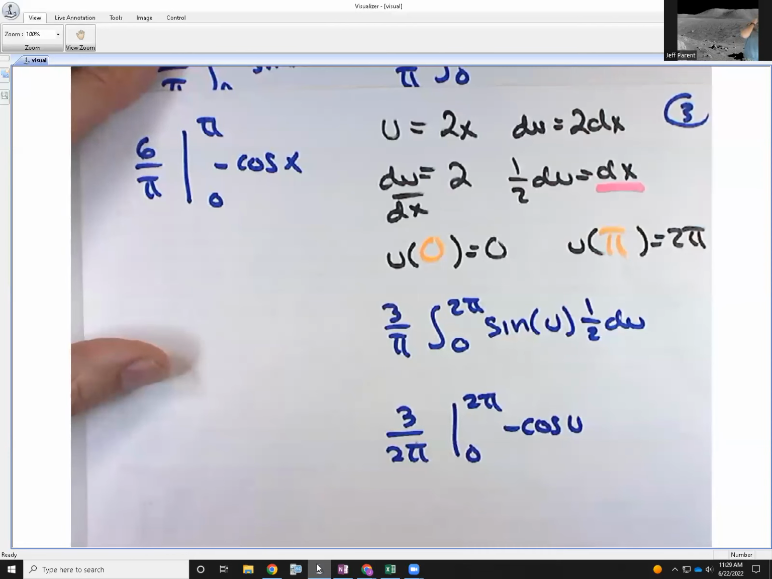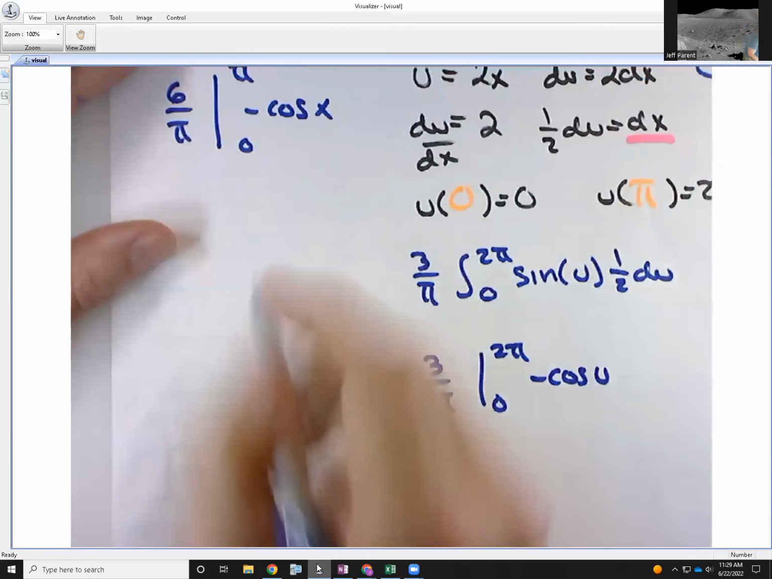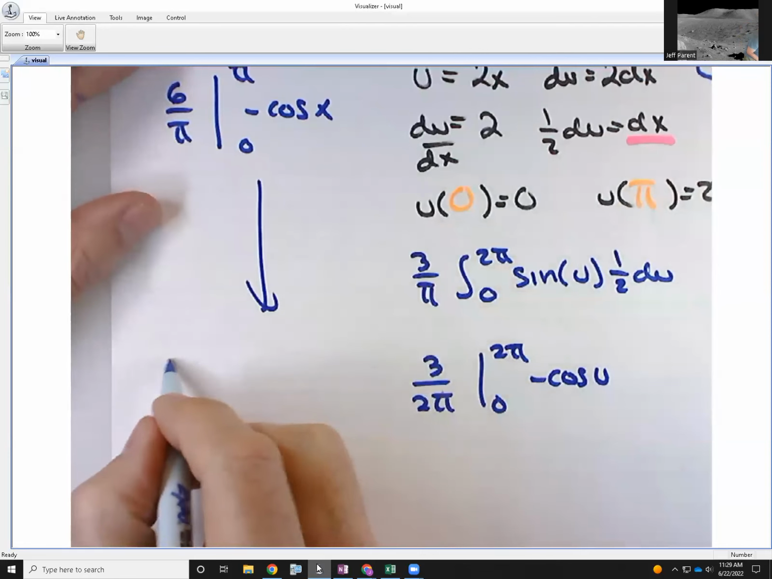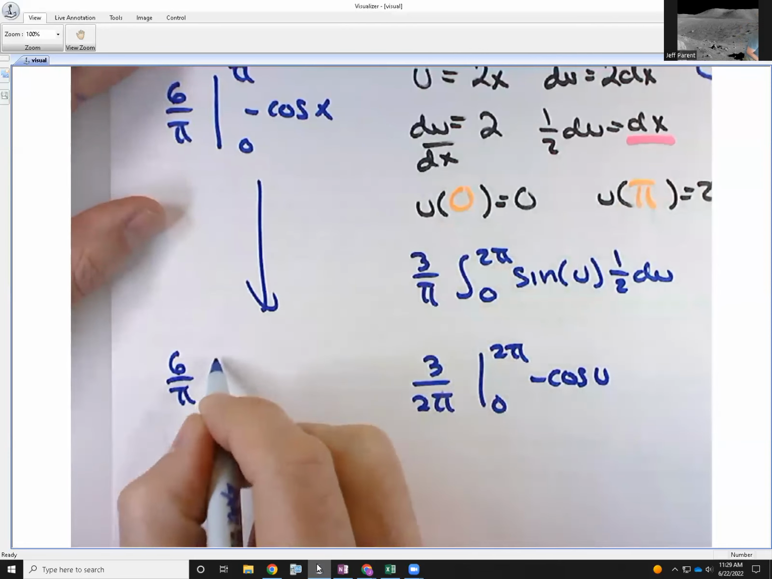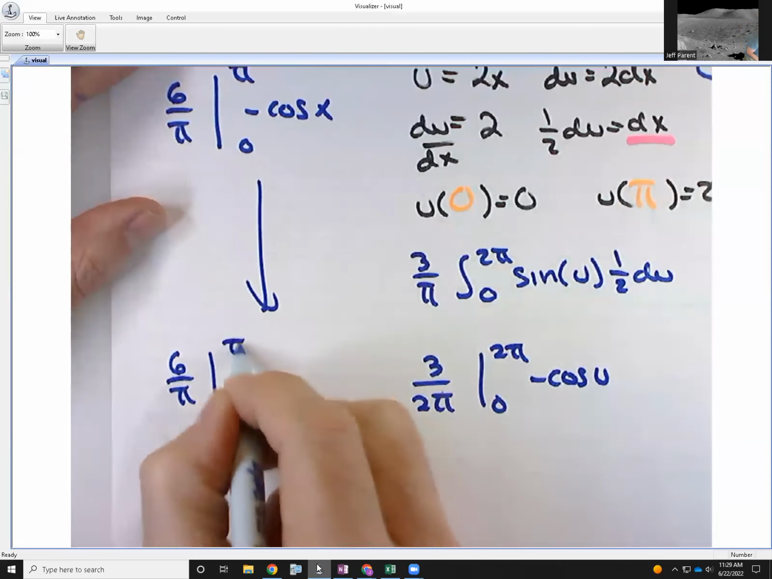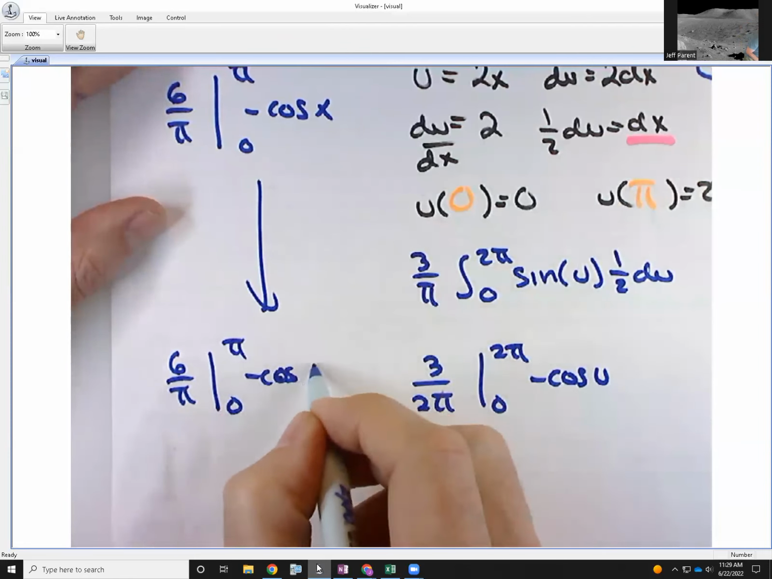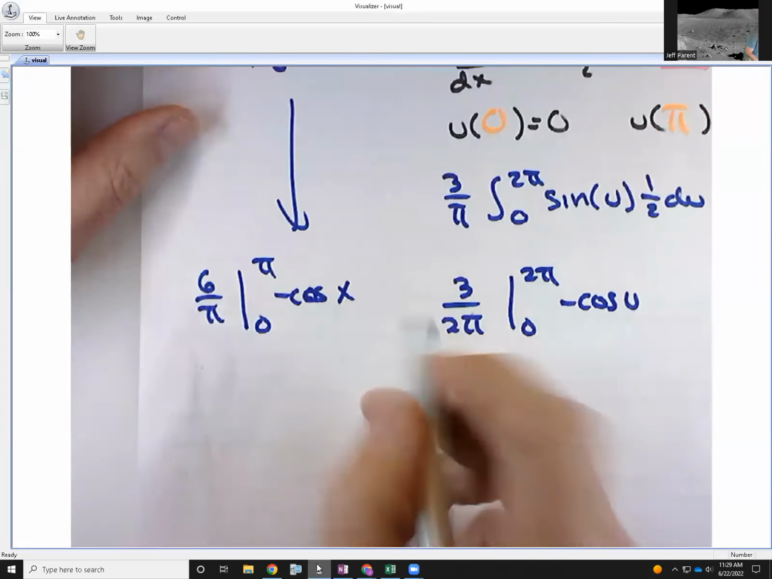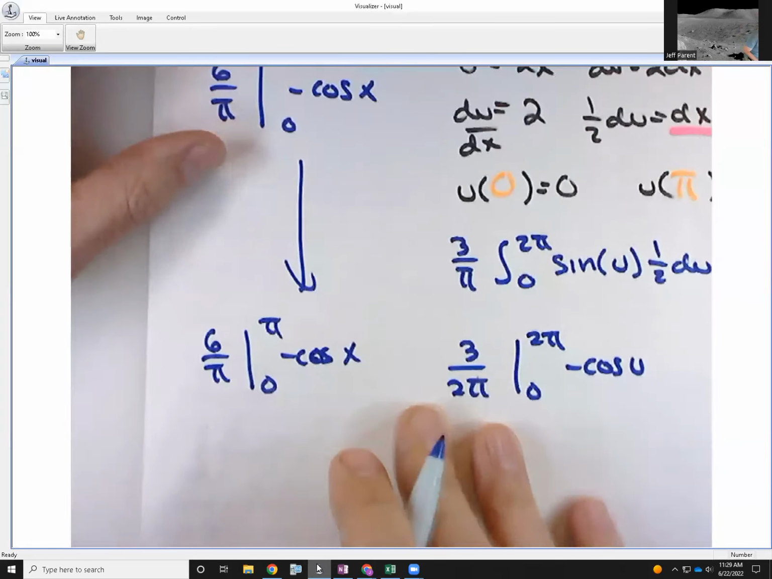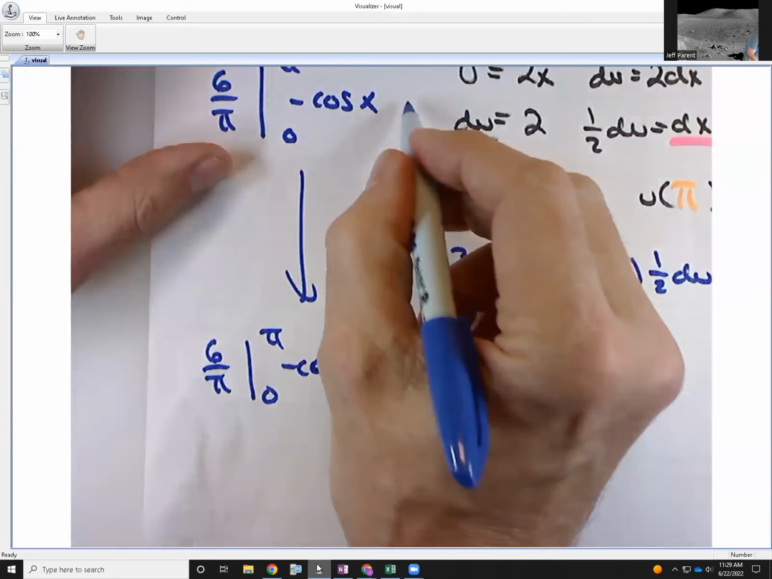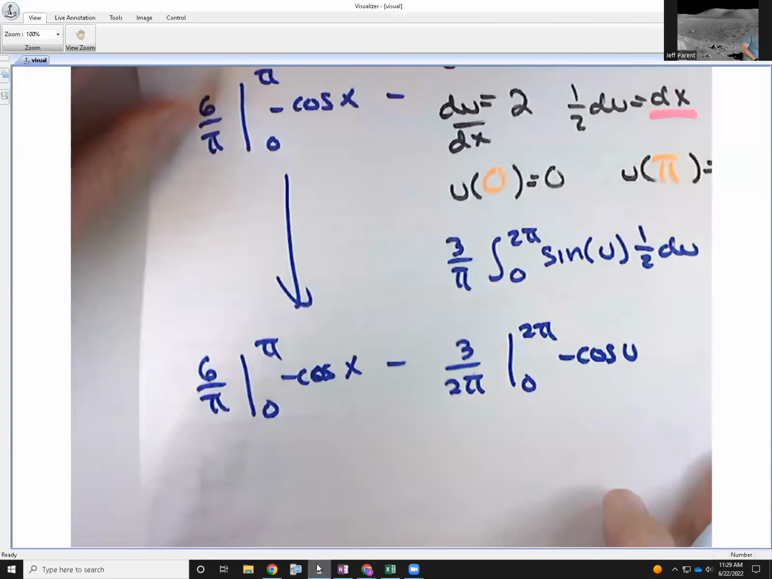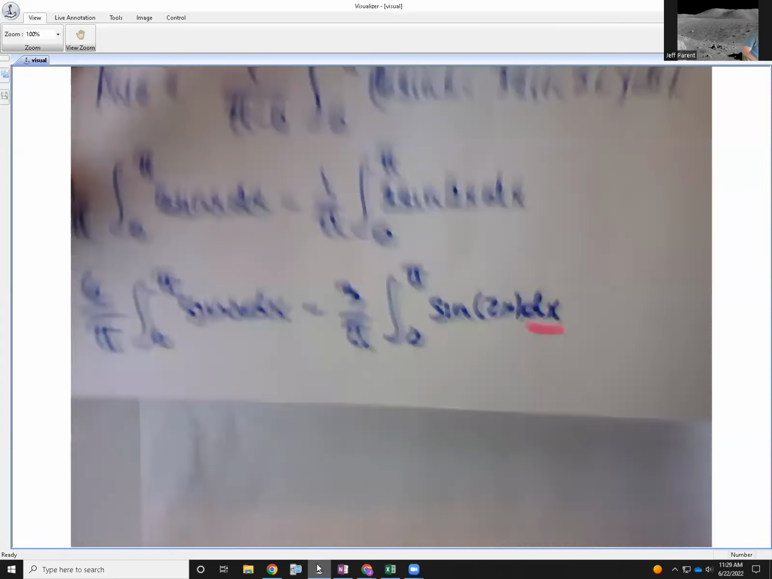Okay, looking good there. Let's bring this one down. 6 over pi, 0 to pi, negative cosine of x. And this is going to be a minus between these two integrals. Going back up to here.